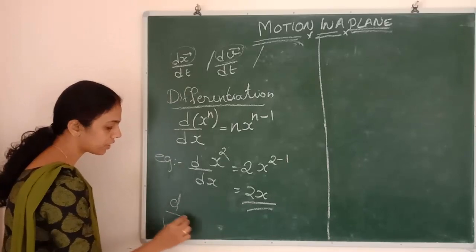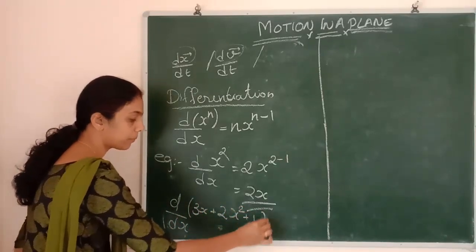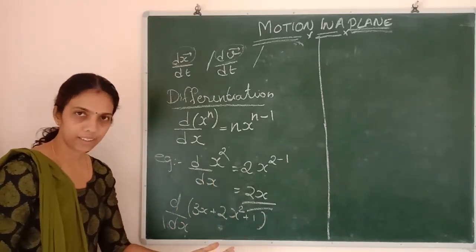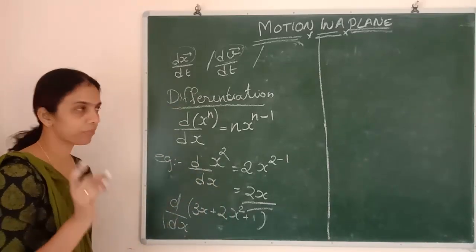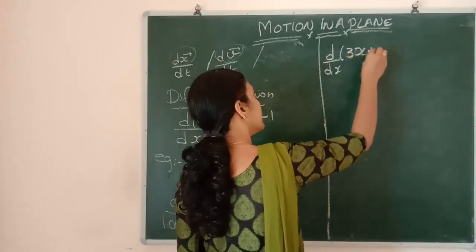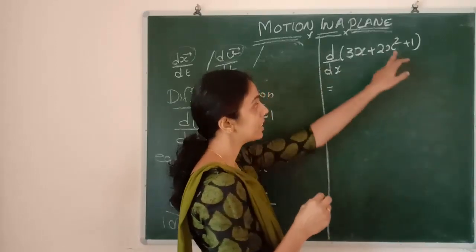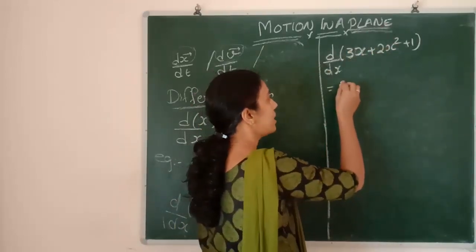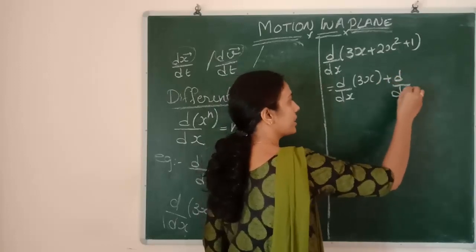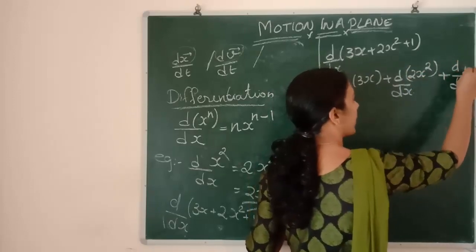Suppose I need to differentiate a function like d by dx of 3x plus 2x square plus 1. In this case we should differentiate each term separately, keeping the constants outside. Actually the correct way of representation is first the square term and then the next term. So d by dx of 3x, each term separately we should differentiate, plus d by dx of 2x square plus d by dx of 1.